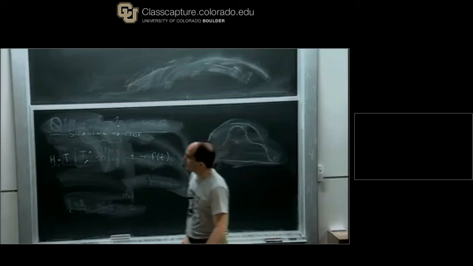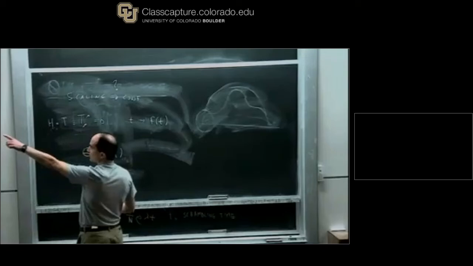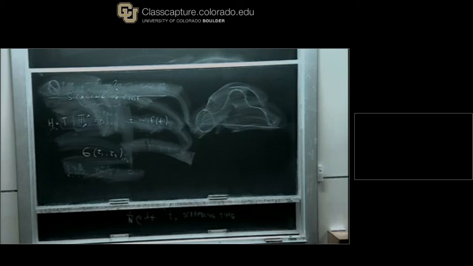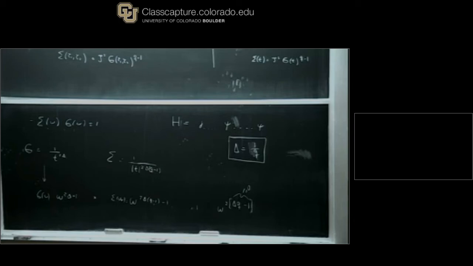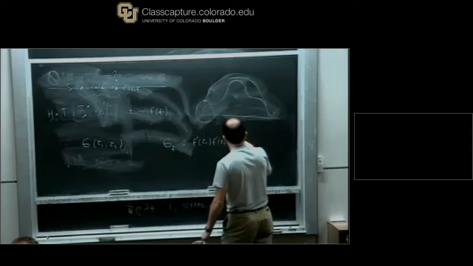Now, one observation is that suppose G of t1 and t2 is a solution of the equations of motion written over there. These are the equations of motion, this line and that line. If we have such a solution, the idea is that we'll define a reparametrized solution, and this is just the definition of what I mean by G sub f. It's given by the usual formula you would have if you did a scaling transformation with dimension delta: f of t1, f of t2.